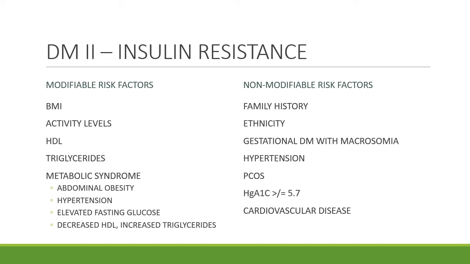Non-modifiable risk factors include a first-degree relative with diabetes, ethnicity, so that would be African American, Latino, Native American, and Asian American Pacific Islander. Women who had gestational diabetes and macrosomia, so a 9-pound baby. Patients who have hypertension, polycystic ovarian syndrome, and if you've had a hemoglobin A1C that was above 5.7 on previous testing, that puts you at a greater risk, as well as a history of cardiovascular disease.